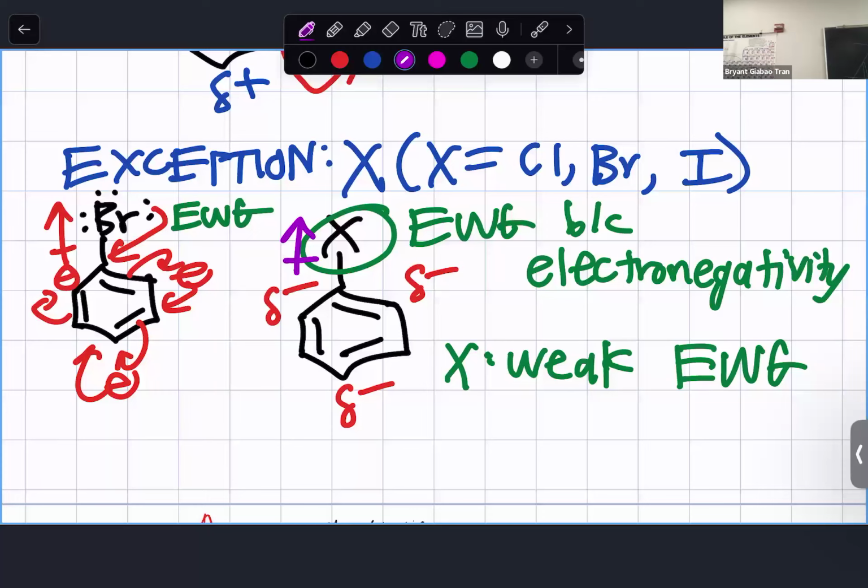So this is the only exception here, where it's the opposite. The induction effect causes the electrons to be drawn up to it, but because of the lone pairs, they donate electrons, giving the benzene negative charge in the ortho and para positions. These are the nucleophiles that would attack the electrophile.